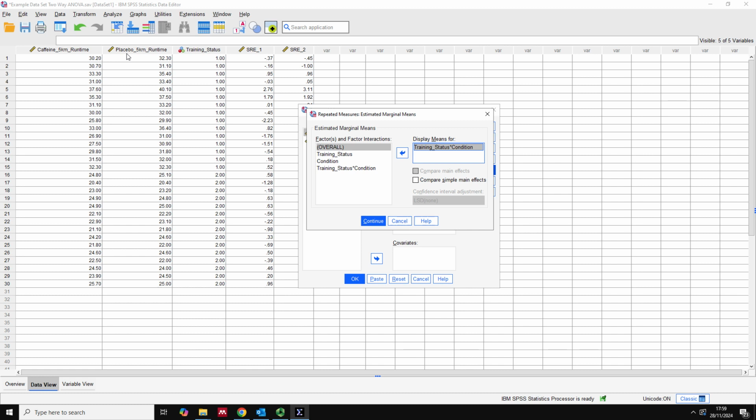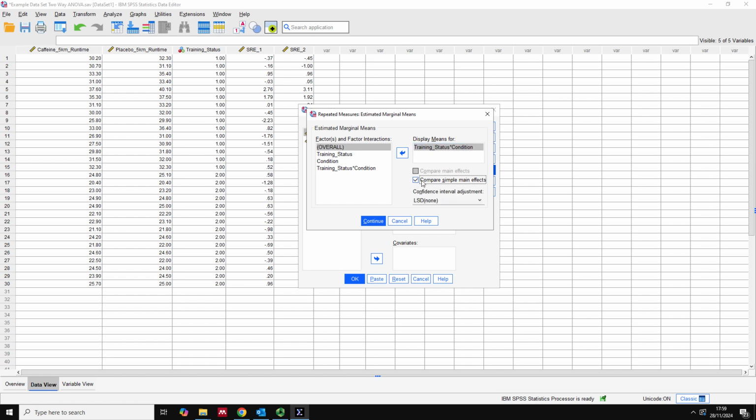So in other words, is caffeine's ergogenic effect, performance improving effect, influenced by what someone's training status is? If it is, it will show up in this interaction effect here. So I like to think of the interaction effect as the it depends factor. So looking at that is very important.